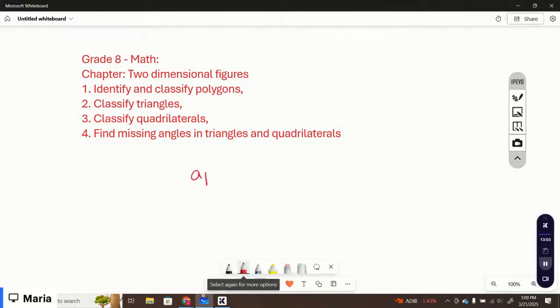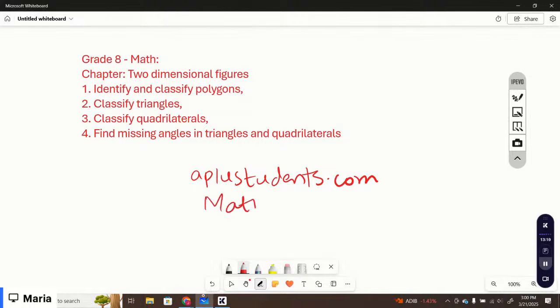You can find all the lessons on aplusstudents.com. You have to log in there using your email address and password as provided by the administrator. Then you have to select math from the subject tab, scroll down to grade 8 math, and then click on view all lessons. There you can find a list of the chapters. We're going to start with the chapter two-dimensional figures.